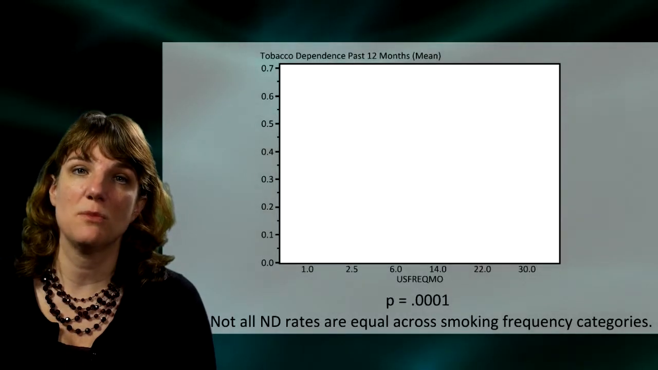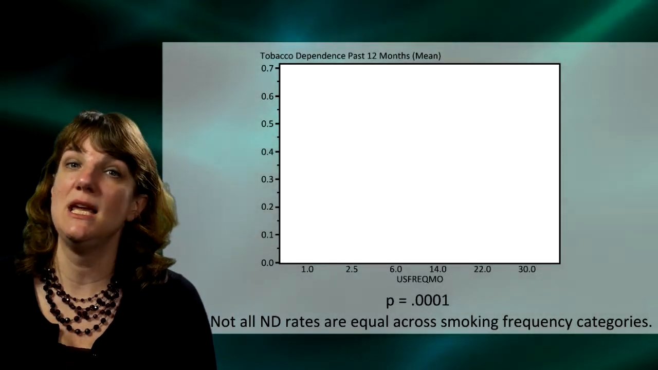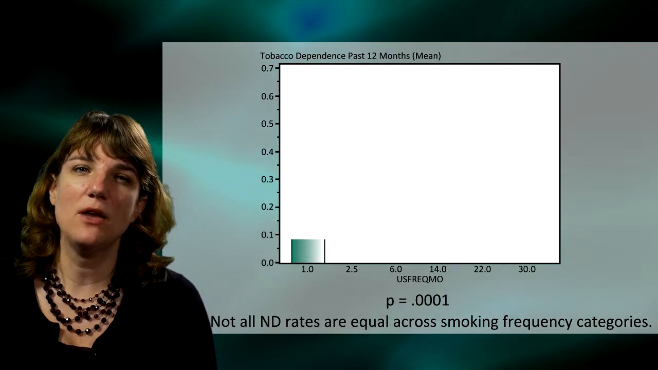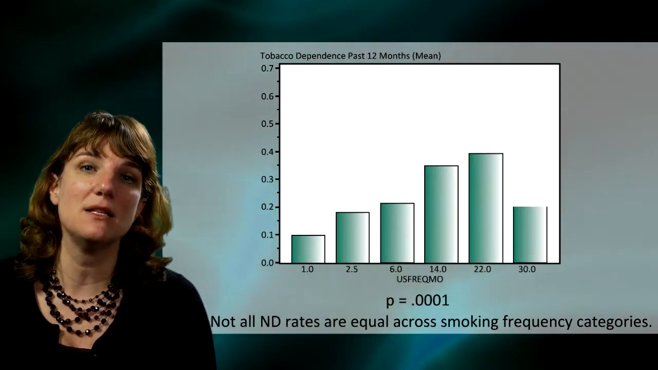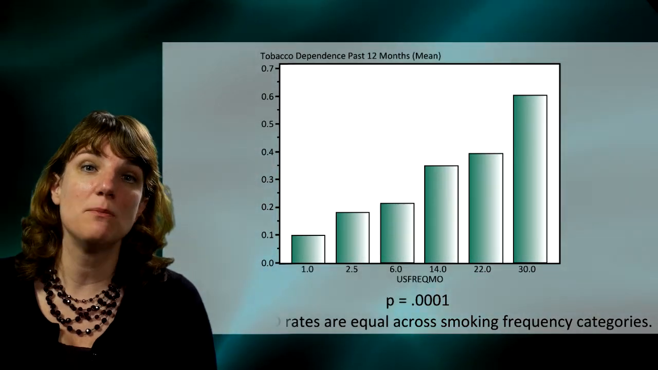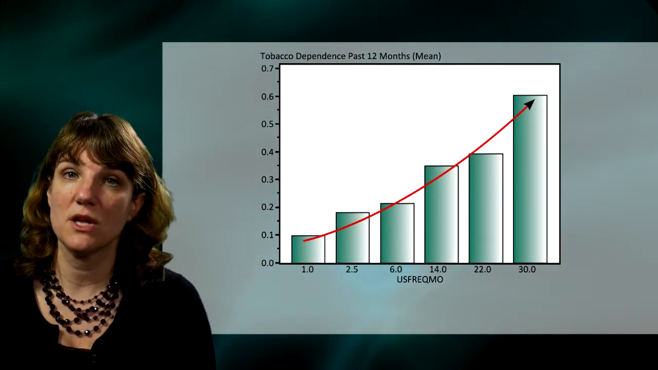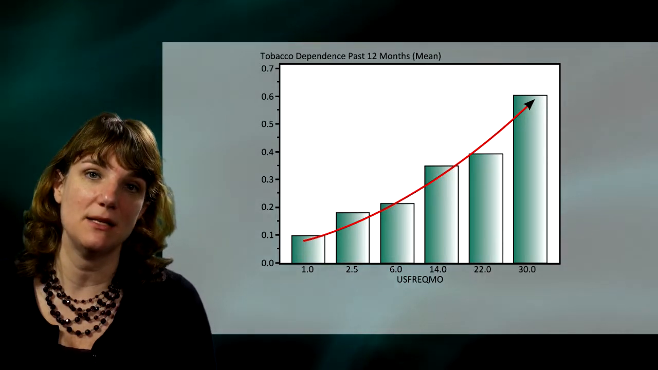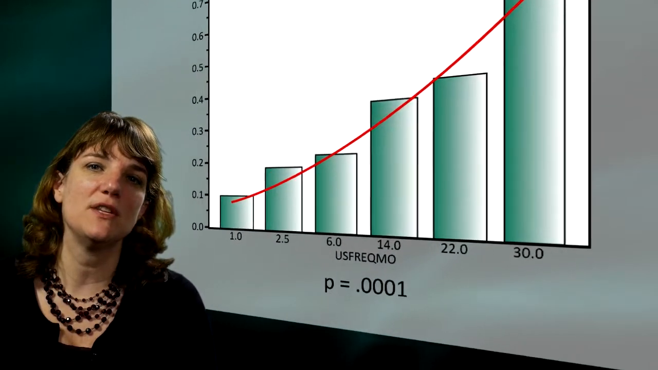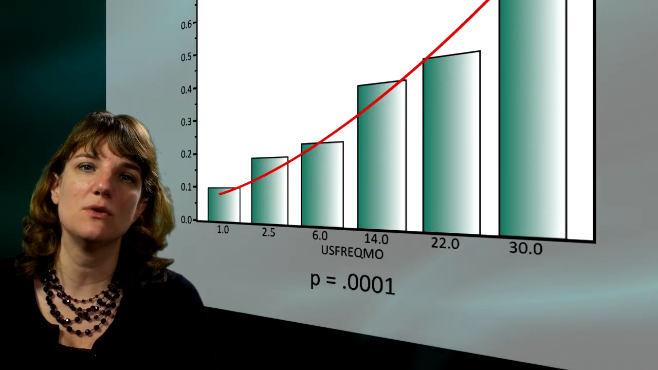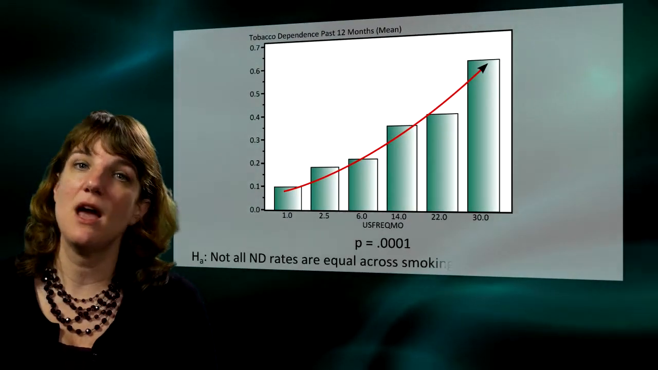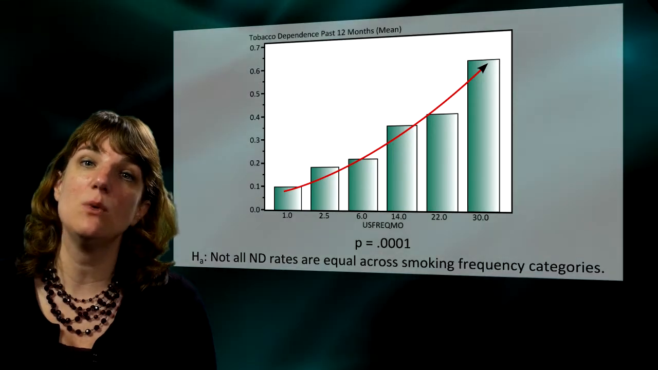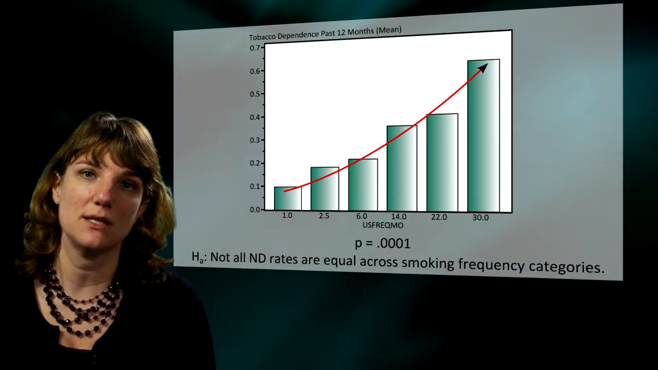If we use our code to graph the percent of young adult smokers with nicotine dependence within each smoking frequency category, I could visualize the association and see that there seems to be a positive linear relationship. That is, the more days per month a young adult smokes, the more likely they are to have nicotine dependence. I know from looking at the significant p-value of 0.0001 that I will accept the alternate hypothesis that not all nicotine dependence rates are equal across smoking frequency categories.